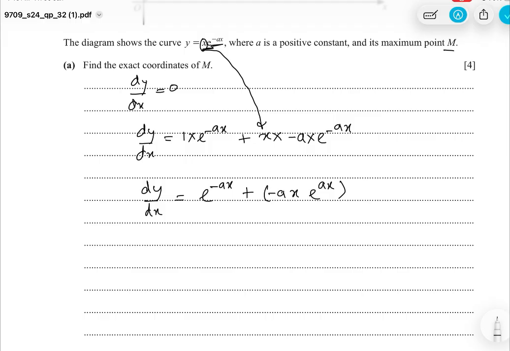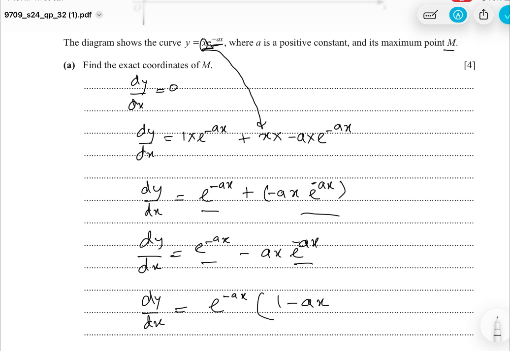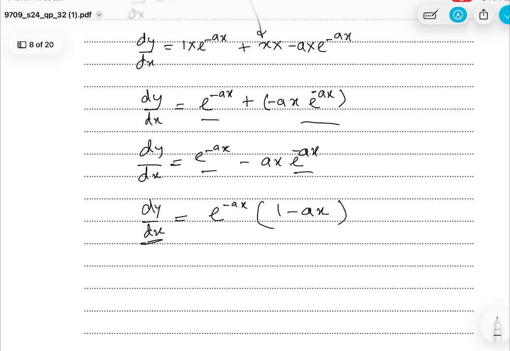Now this one would be dy over dx equals to e to the power minus ax minus ax e to the power minus ax. Take this common. Okay. Can I take it common or not? Tell me. This is negative. This is also negative. So I will take this common. Dy over dx equals to e to the power minus ax times 1 minus ax. Put it equals to 0. So 0 equals to e to the power minus ax times 1 minus ax.